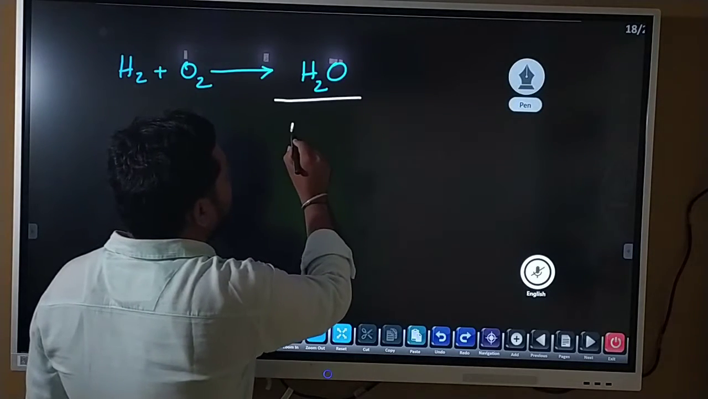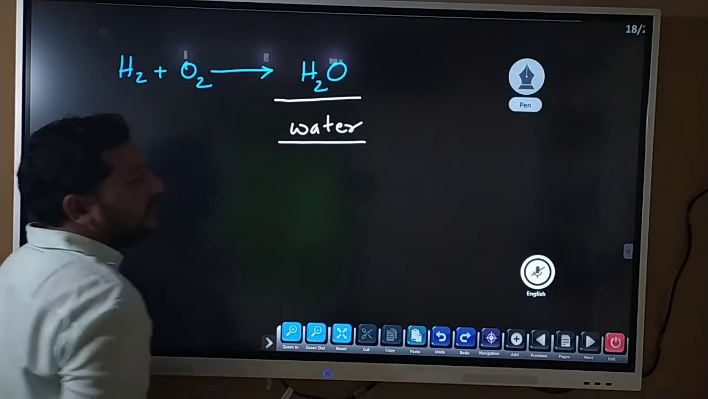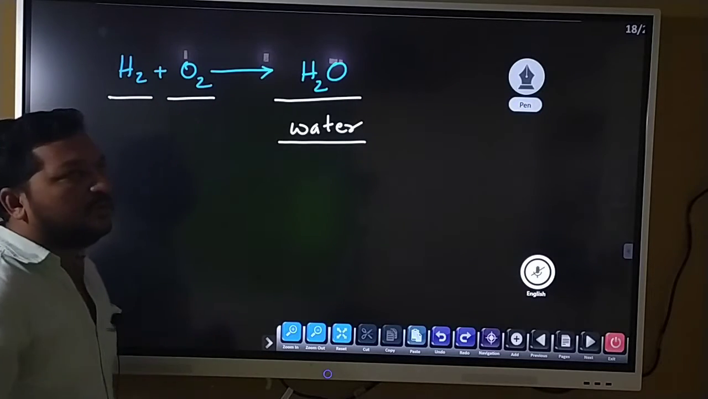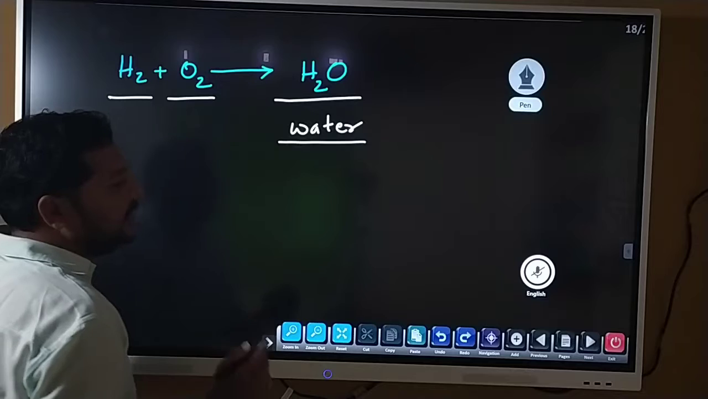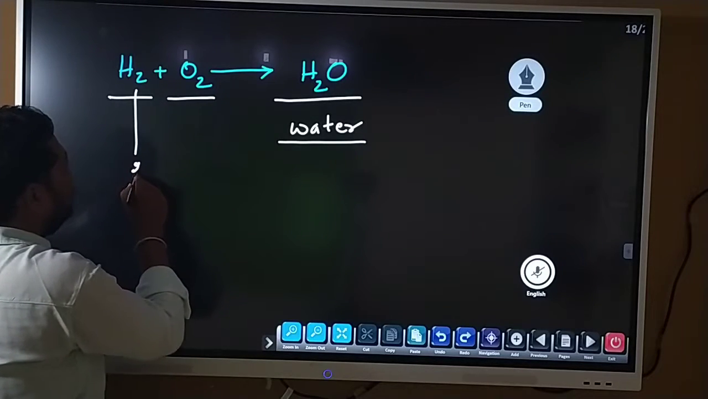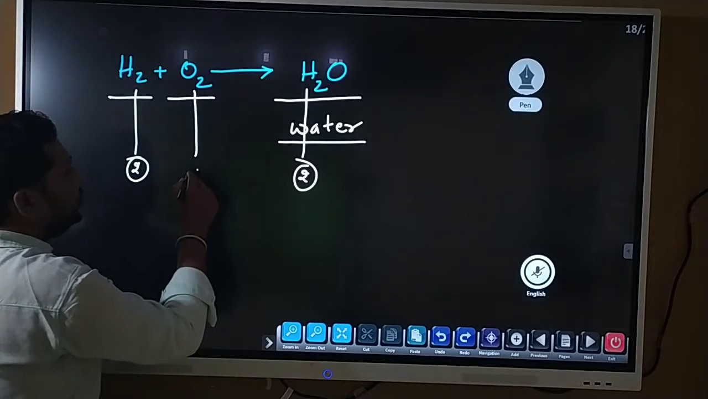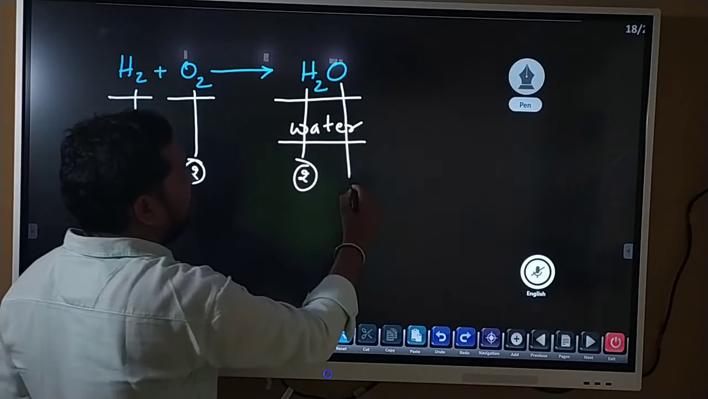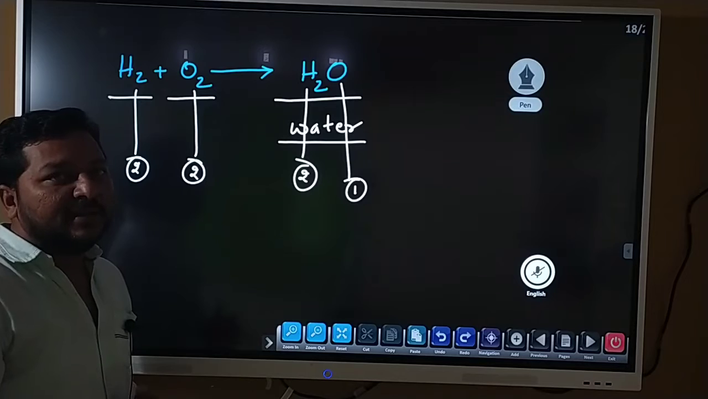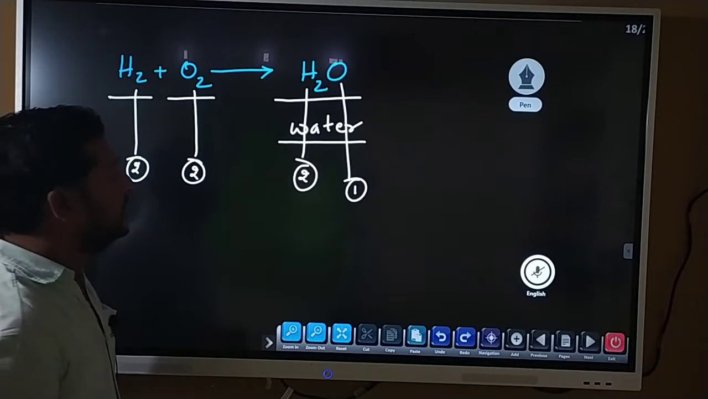Formation of a water molecule. H2O is a water molecule. How does the water molecule get formed? By the combination of hydrogen gas and oxygen gas, a water molecule will form. Now we will confirm whether it is skeletal or balanced. Here hydrogen is 2 in number, here 2 in number, here oxygen is 2 in number, here oxygen is 1. That means it is not a balanced chemical reaction, it is called skeletal. That's why we have to balance oxygen.